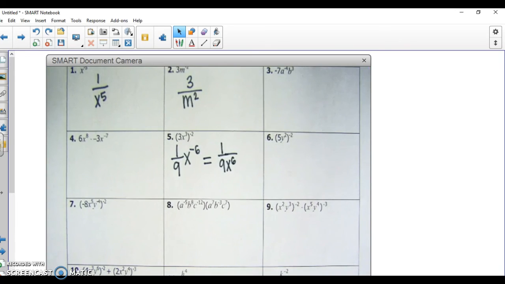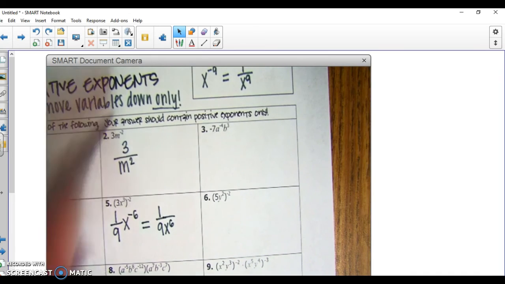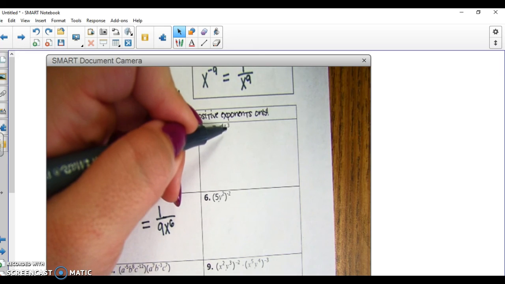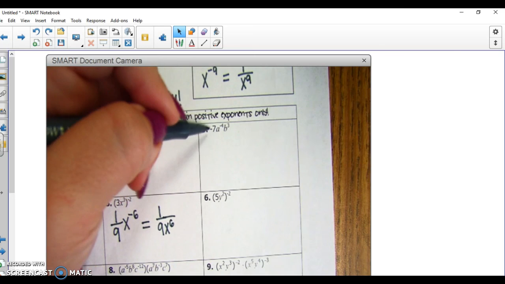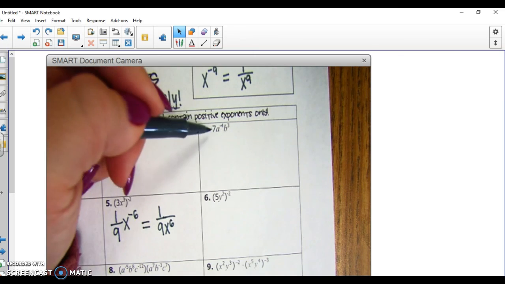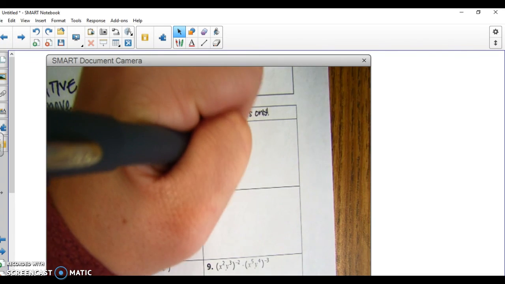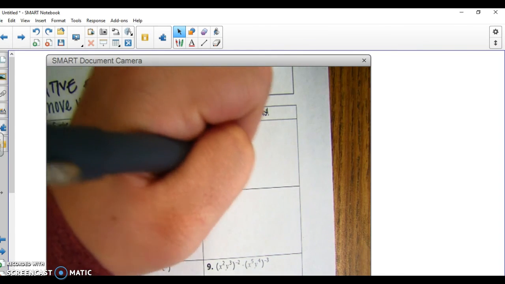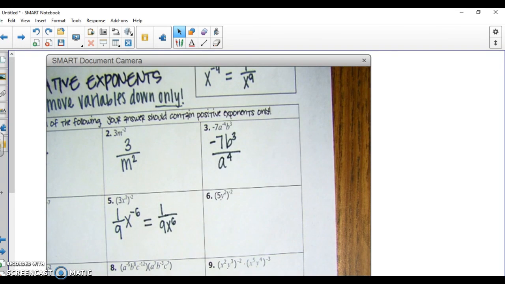Alright, and so go back up to number 3. On number 3, I have negative 7, a to the negative 4th power, b cubed. So b cubed is already a positive exponent, so I don't need to move that one. And I also don't need to move my coefficient. So the only thing that I'm going to move is my a to the negative 4th power. So I'm going to keep negative 7 at the top. I'm going to keep b cubed at the top. All I'm moving is a to the 4th power. Alright, so work on this practice and we will go over it.